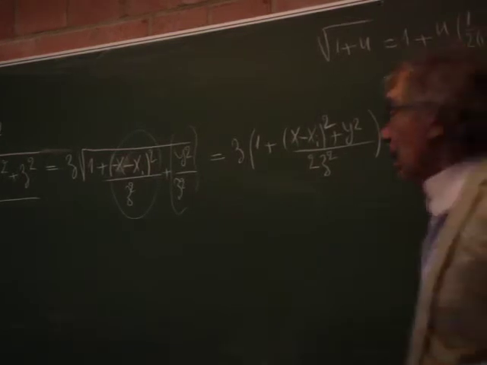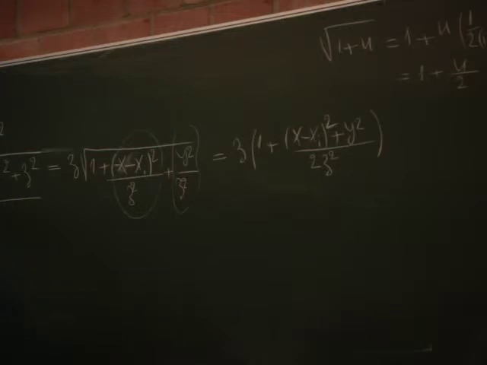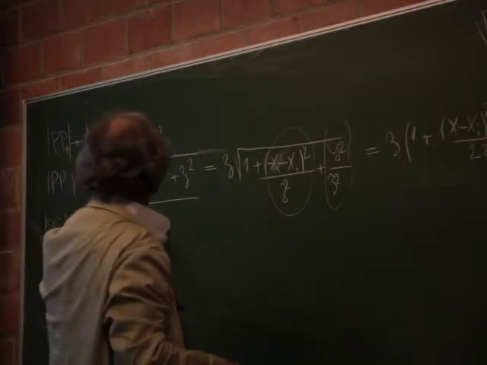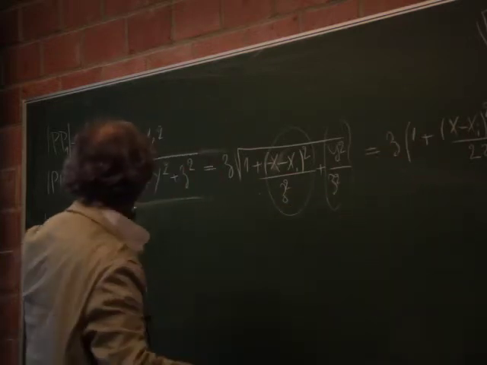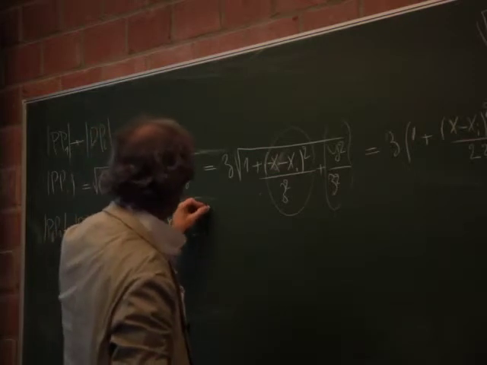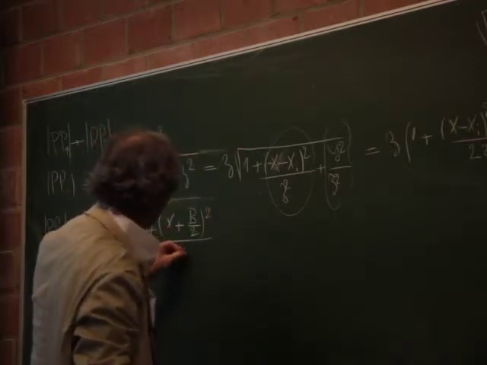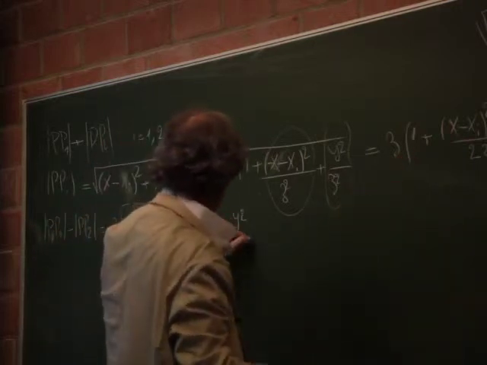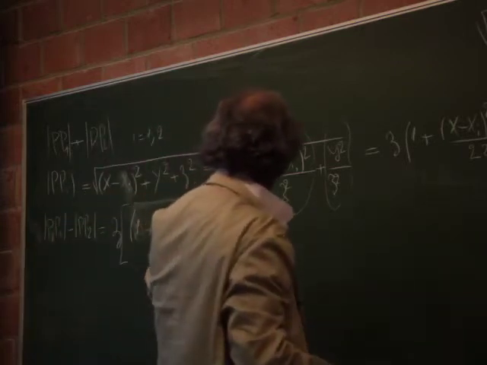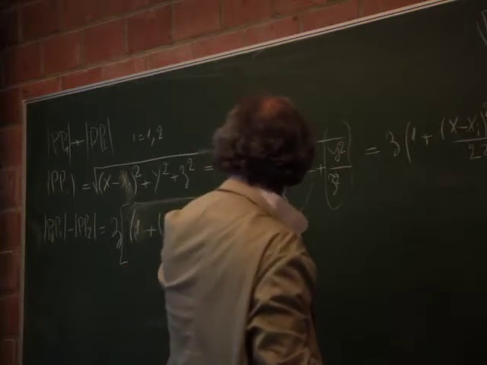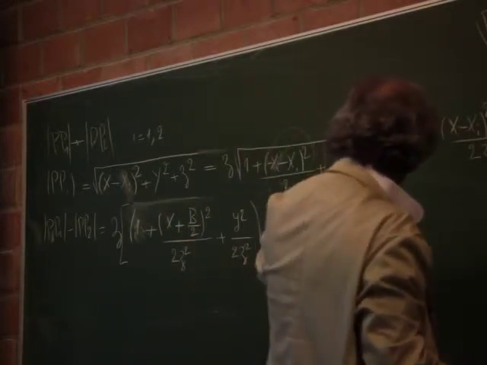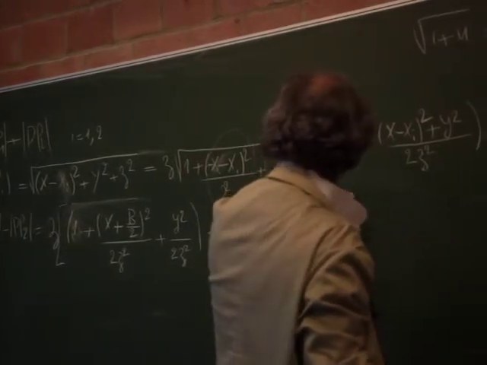Now I will just replace x_i by b over 2 for P1 and P2. So for P1, the square root disappears because I take this development. It will be 1 plus (x plus b half) squared divided by 2z squared, then plus y squared over 2z squared, now minus PP2, exactly the same: 1 plus (x minus b half) squared divided by 2z squared plus y squared divided by 2z squared. I close the parentheses like that.